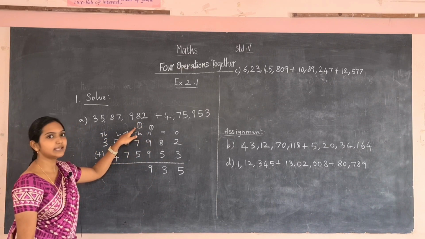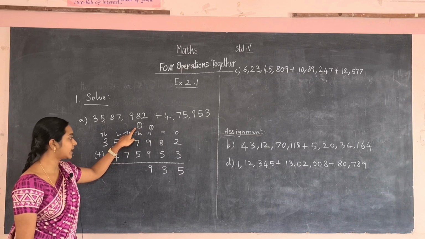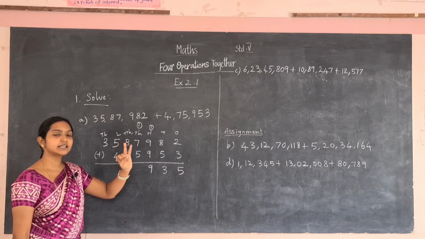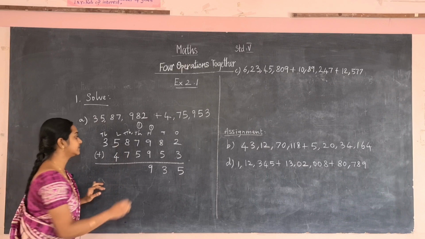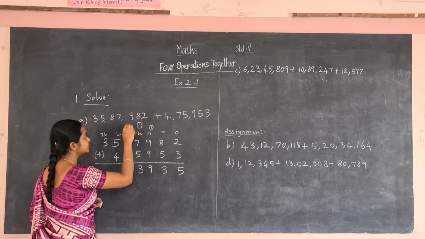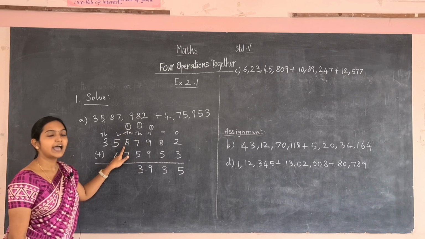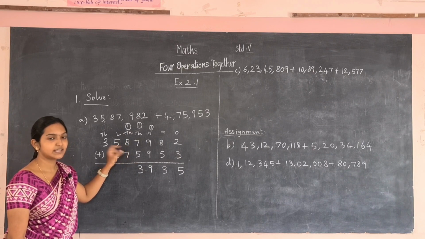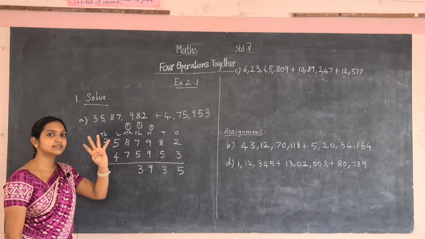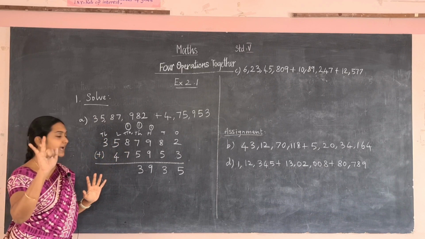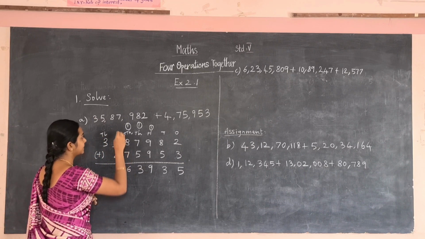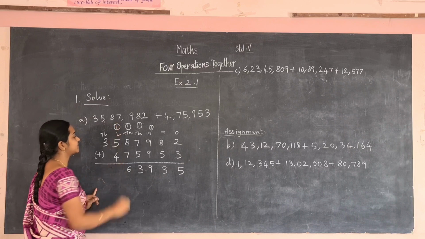7 plus 1 will be 8. After 8 count 5. That is 9, 10, 11, 12 and 13. Carry 1 to 10,000s place. 8 plus 1 will be 9. After 9 count 7. That is 10, 11, 12, 13, 14, 15 and 16. Carry 1 to lakhs place.